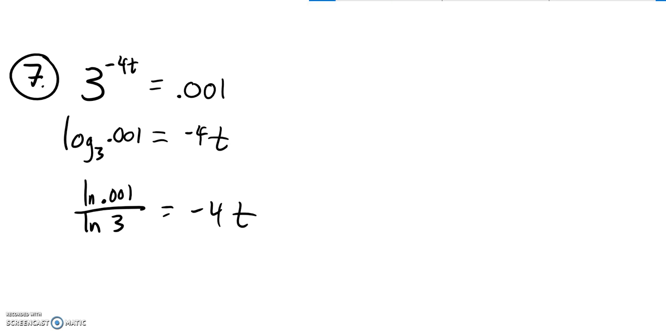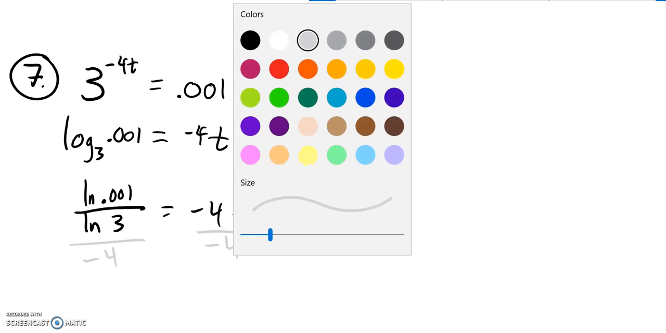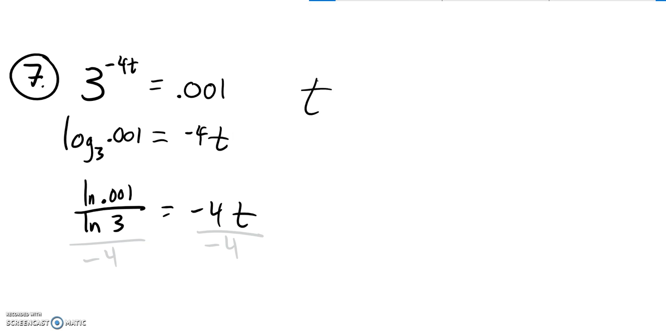So what I'm going to do next, then, is divide both sides by negative 4. I could write it like this. I might write it a different way here in a minute. But now I get t equals this whole thing divided by negative 4. So on your calculator, you would probably enter something like natural log of 0.001 divided by natural log of 3. Get that answer, and then you would divide that whole thing by negative 4.